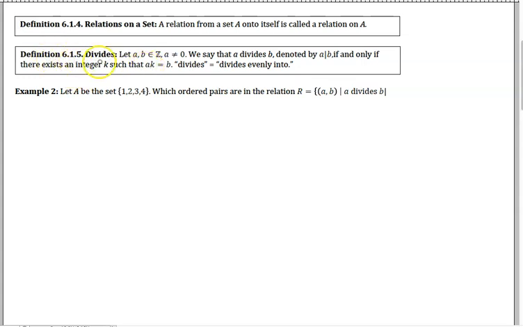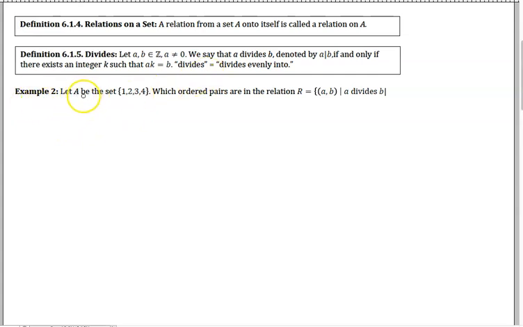All right, so next definition, we're going to look at the definition of divides again, which we saw in the last chapter. If a and b are integers with a not 0, we say that a divides b, denoted by this bar, if and only if there exists an integer k such that a times k equals b. Divides means that it divides evenly into, so b is an integer times a. We're going to see the divides operation with quite a few relations in this chapter and probably the next one.